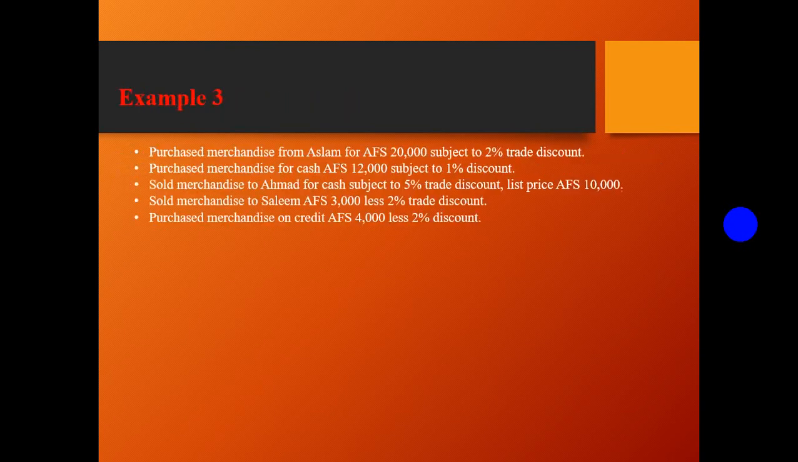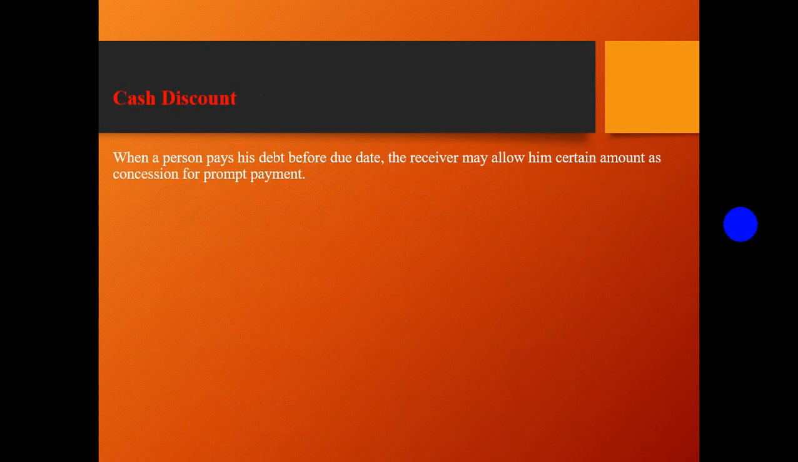The second kind of discount is called cash discount. Cash discount is the discount which we use only for the purpose of debt. So we are giving a discount to pay as soon as possible, right? For that purpose we are giving the discount. That discount is called cash discount.